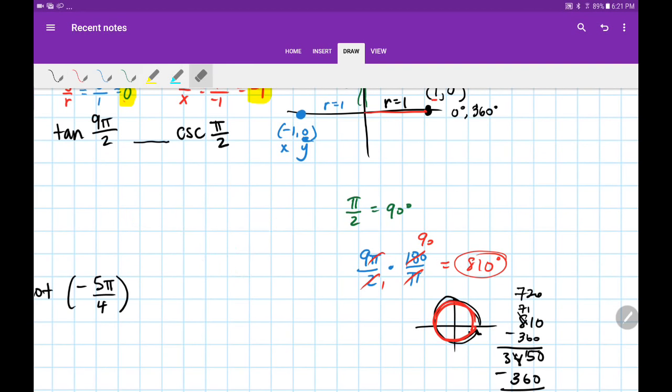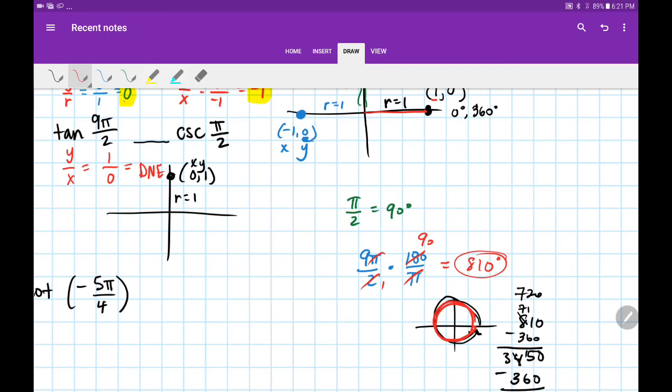So let's draw 90 degrees. That's where 9 pi over 2 really is. And that's r equals 1. My point is 0, 1. That's x and y. And my tangent formula is y over x. So y is 1 and x is 0. Anytime you divide by 0, the answer is does not exist, or undefined.